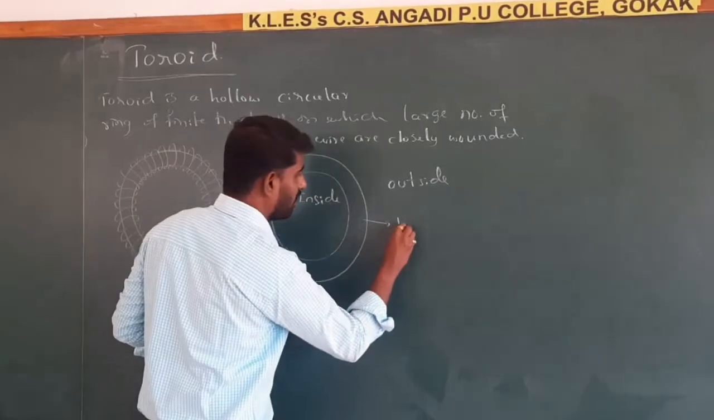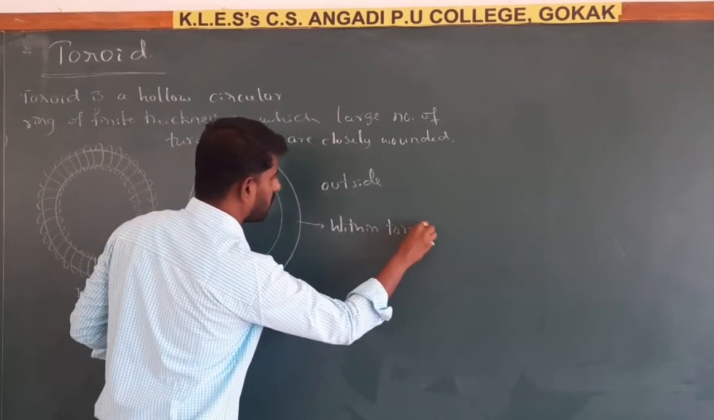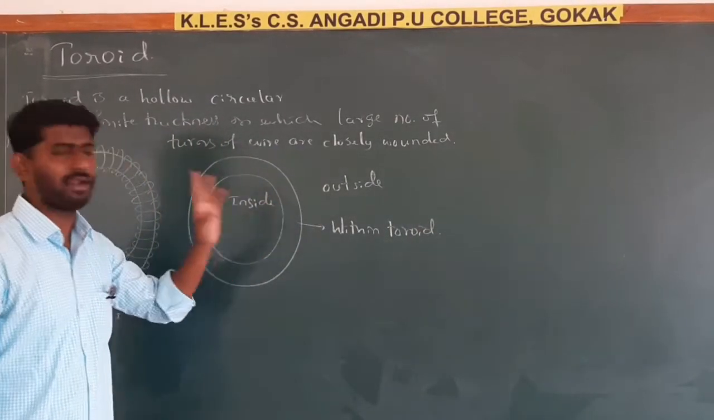So this is called within the toroid. I divide the entire space into three parts: inside, outside and within.